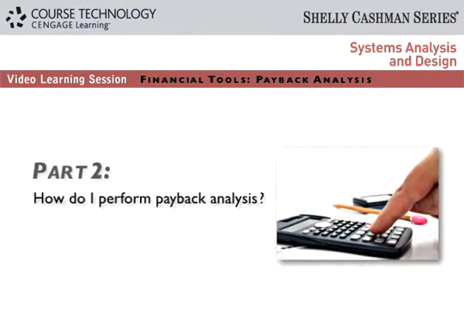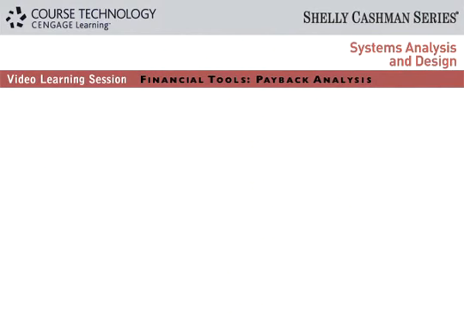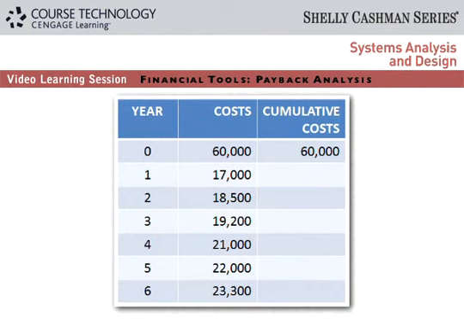In Part 2, we'll use a cost-benefit table to calculate a payback period. Here are estimated cost figures for a proposed information system that has a 6-year useful life. The development period is called year 0, even though it might not take a full year. At the end of year 0, when the system is launched, the cumulative costs are $60,000.